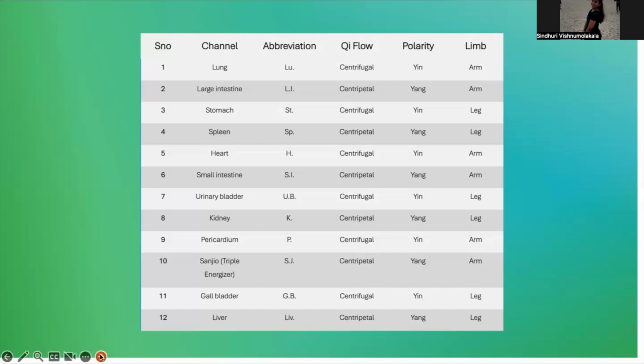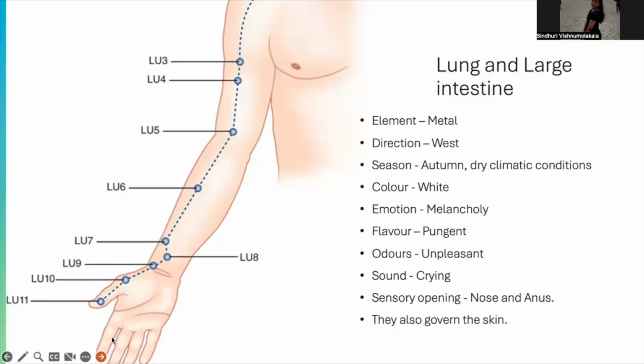So let's understand each channel. Now every pair is considered to represent an element that is naturally available on earth. You can relate it with the Pancha Mahabhutas, the same way we have elements in traditional Chinese medicine too. So to begin with, the lung meridian starts closer to your chest and travels down the anterior side to the fingertip of your thumb. We have 11 lung meridian points.